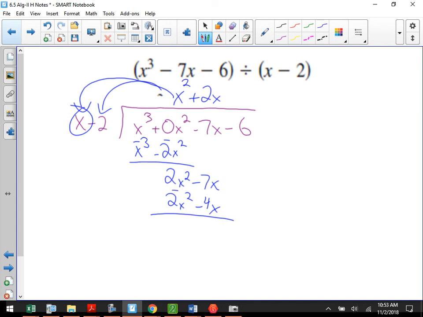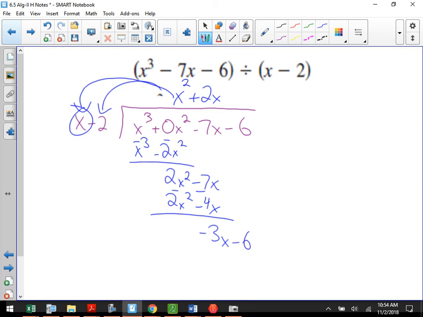So here's the reason why we spent that day earlier this week talking about multiplying and adding and subtracting and exponent rules. So you can do stuff like this. So what's 2 minus 2? 0. So our 2x squared, that term is gone. What's negative 7x minus a negative 4x? Excellent. Bring down the negative 6.